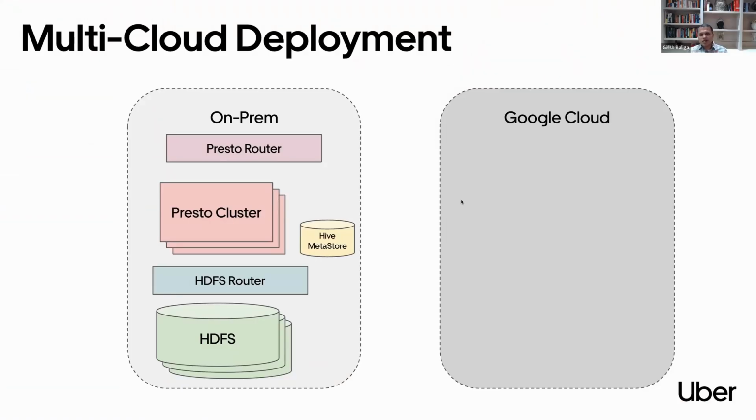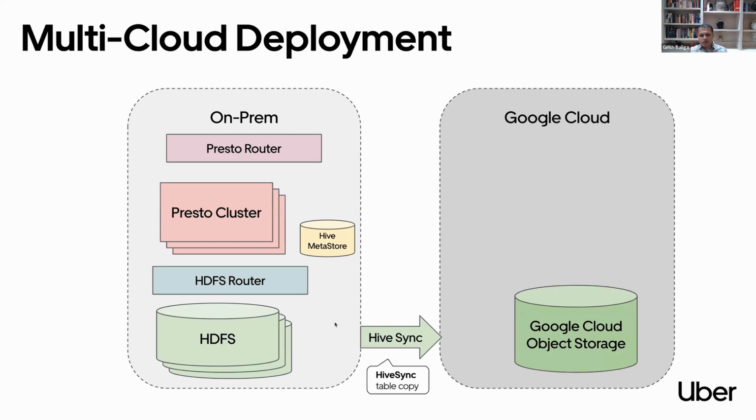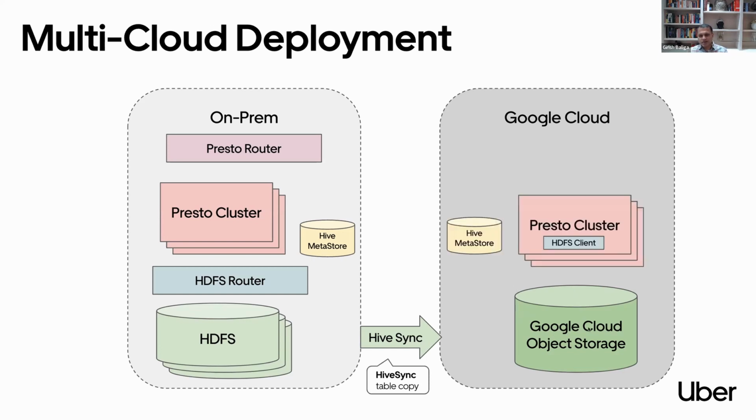For our data cloud, we are currently building it out on Google Cloud. Here, again, we're using HiveSync to copy data from HDFS to Google Cloud Object Storage. But interestingly, we are directly using the object storage without HDFS in the middle. And we've actually been pretty impressed with the performance we're getting here.